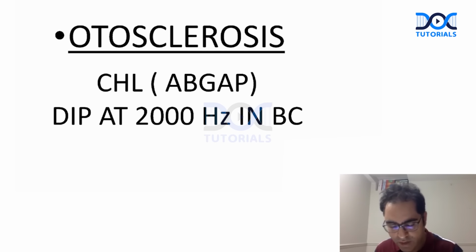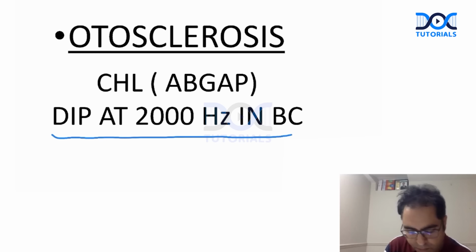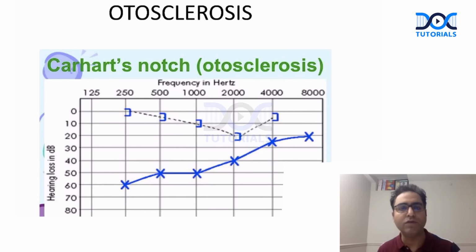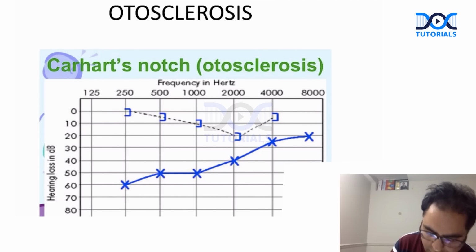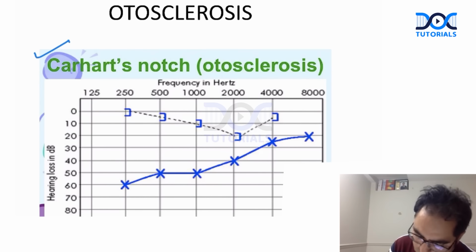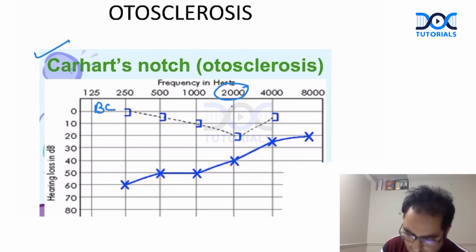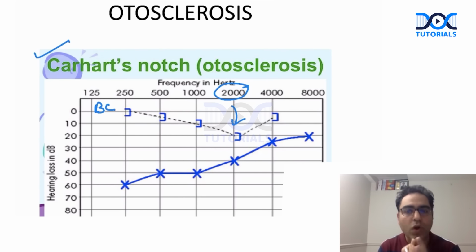One dip is seen in otosclerosis, which is a dip at 2000 Hz in the bone conduction curve. In otosclerosis, you see a typical dip at 2000 Hz in the bone conduction curve, and that dip is called Carhart's notch. Can you see Carhart's notch, beta? This is Carhart's notch. This is the 2000 Hz. This is which line, beta? Bone conduction line. And this dip is called Carhart's notch, and it is typical of otosclerosis.